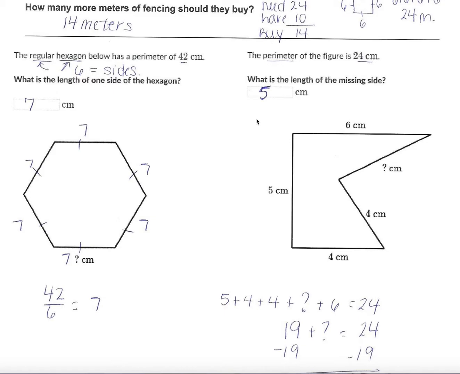Over here, we have, again, a perimeter of 24 for this irregular figure, which is actually a 1, 2, 3, 4, 5-sided figure called a pentagon. We have to find the length of the missing side.